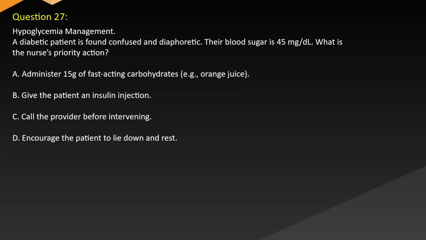Question 27. Hypoglycemia management. A diabetic patient is found confused and diaphoretic. Their blood sugar is 45 mg/dL. What is the nurse's priority action? A. Administer 15 grams of fast-acting carbohydrates, e.g., orange juice. B. Give the patient an insulin injection. C. Call the provider before intervening. D. Encourage the patient to lie down and rest.